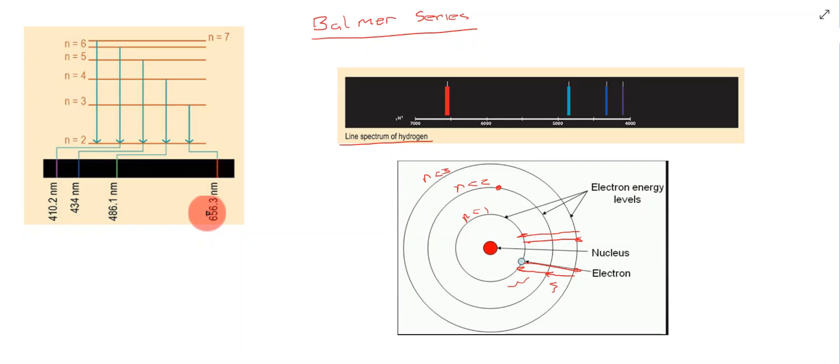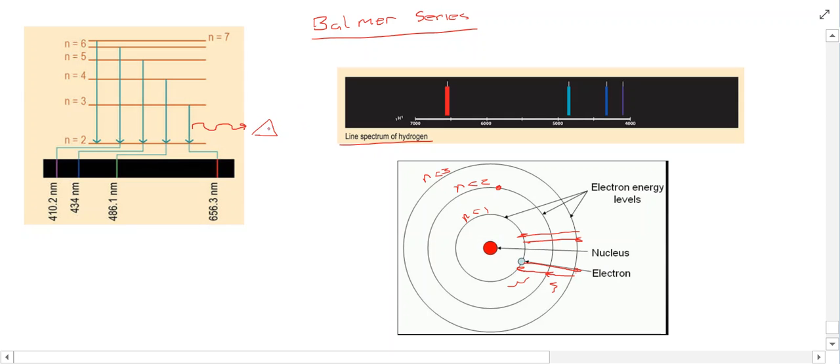So if we have a look here, how is this red line on the Balmer series line spectrum produced? An electron moves up into the n equal to 3 energy level, and then it falls down to n equal to 2. It gives off this radiation of light. That light passes through a prism and is bent at a very specific angle, and it shows up as a red line in a very specific position on your spectra.